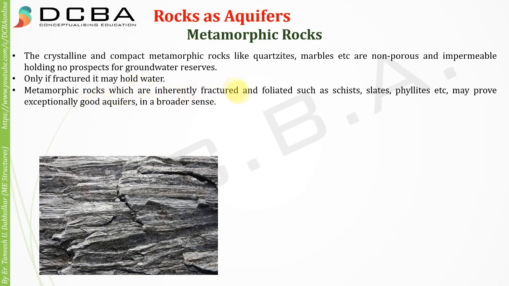Metamorphic rocks which are inherently fractured and foliated, such as schists, slates, phyllites, etc., may prove exceptionally good aquifers in a broader sense. So you can see the structure of metamorphic rock which is foliated. So this can form a good aquifer since it can hold water in it.